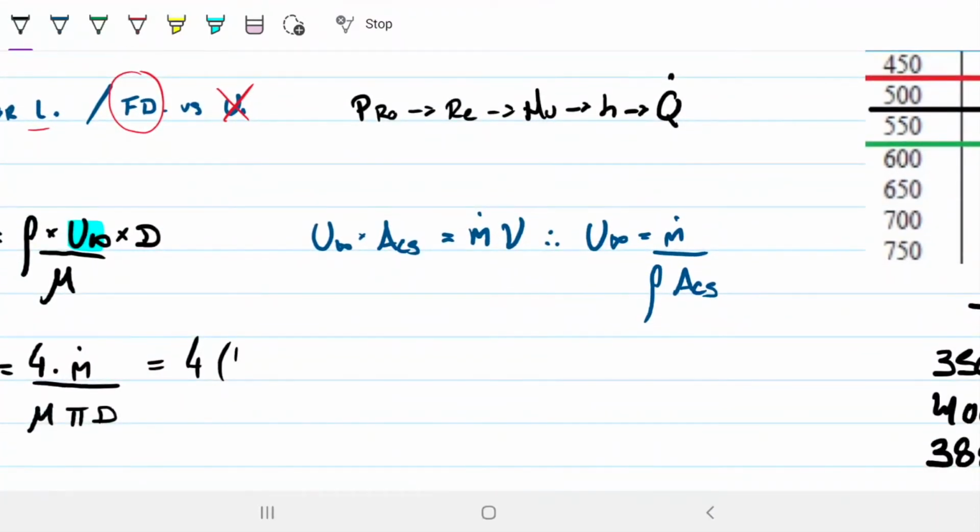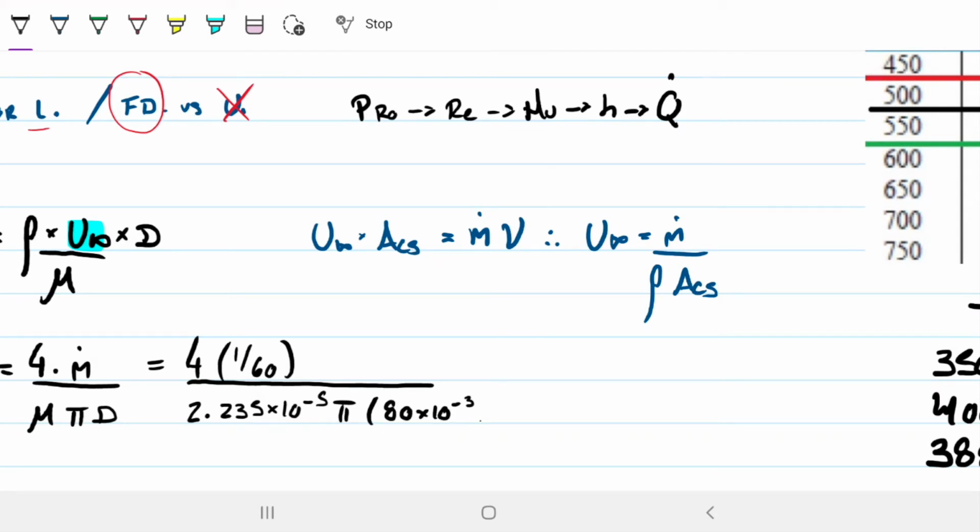So I'm just going to put that as 1 over 60 here. And then I'm dividing by the dynamic viscosity that we just found doing the interpolation. So 235 times 10 to the minus 5, pi, and the diameter in meters, which is 80 times 10 to the minus 3, to have my Reynolds without any dimension. And this gave me 11,868.3775. So I'm just going to leave it at this, okay? Just at this for my Reynolds.